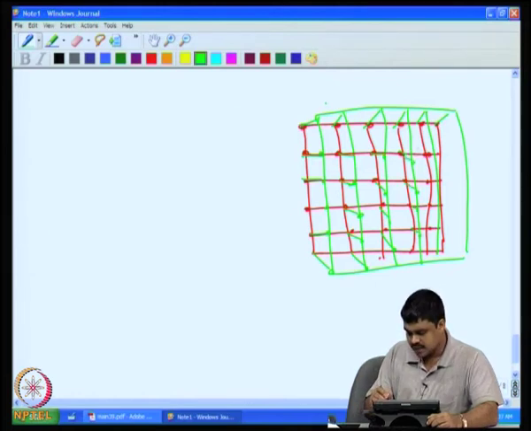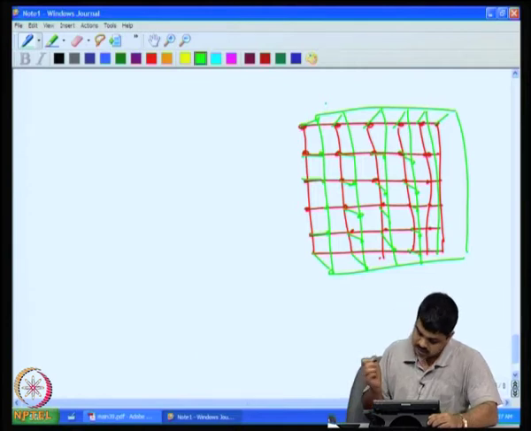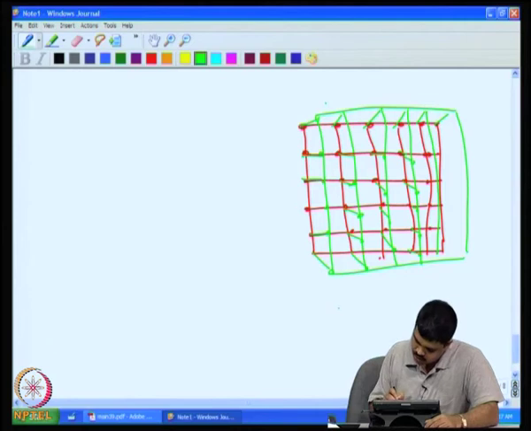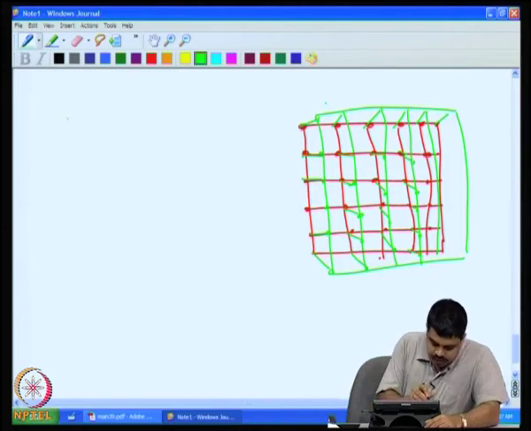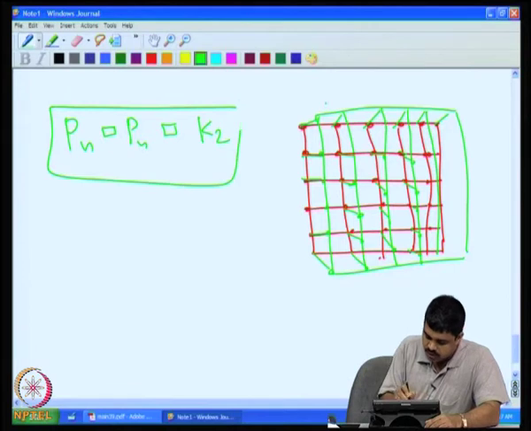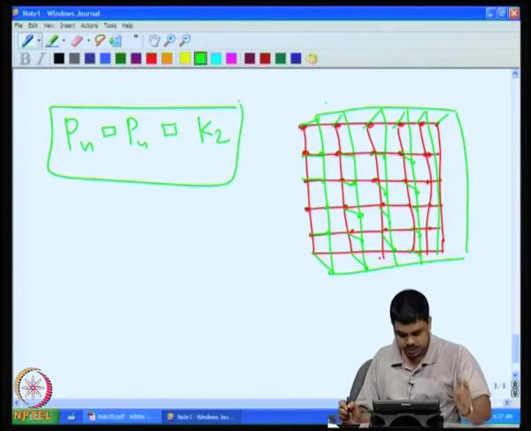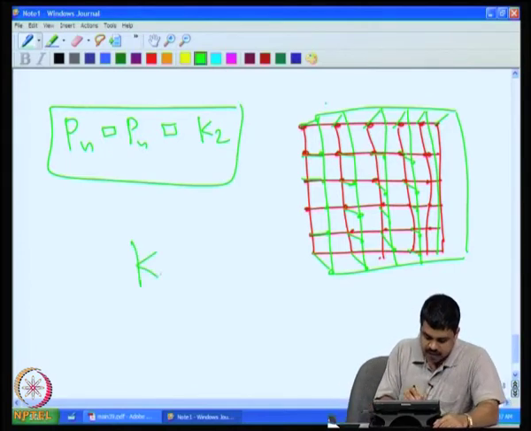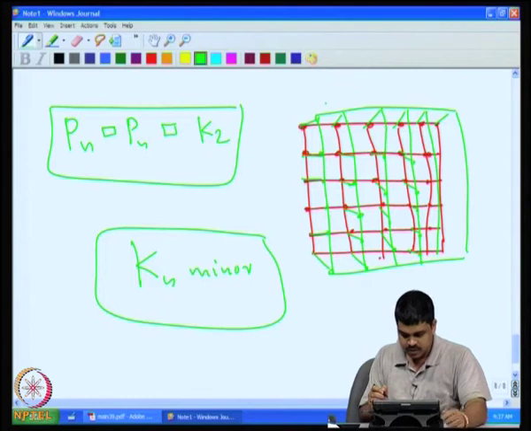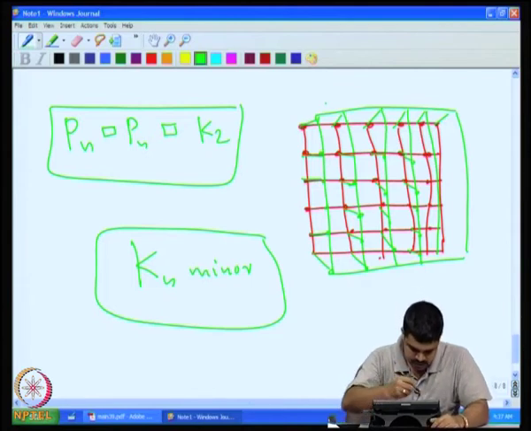So, essentially formally this is the Cartesian product of two paths Pn and an edge K2. Now, I am interested to show that we can get a Kn clique minor in it. So, to do this, this is the technique.